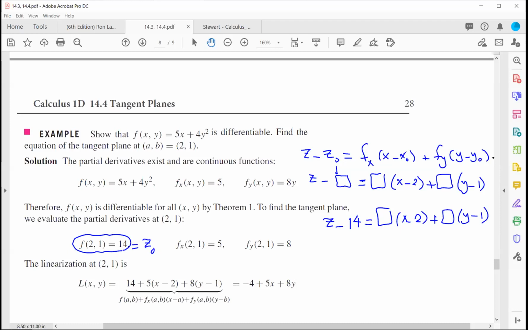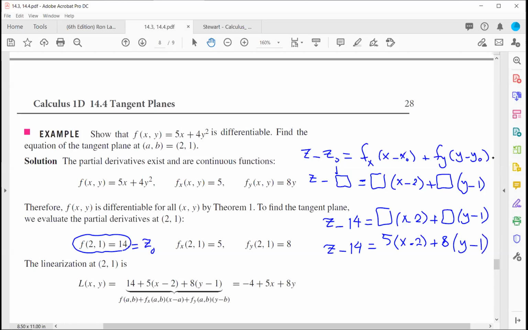We have to take the derivative of the function with respect to x. The derivative of 5x with respect to x is 5. And since 4y squared has no x in it, the derivative is 0. Very well. We found our partial derivative with respect to x, 5. So z minus 14 is equal to 5 times x minus 2 plus. Now let us take the derivative of the function with respect to y. The derivative of 5x is 0. The derivative of 4y squared is 8y. And you're calculating this when x is 2, y is 1. So 1 times 8 is 8.